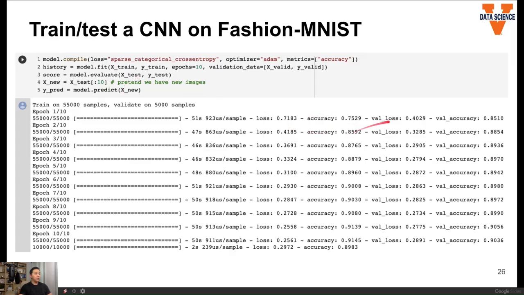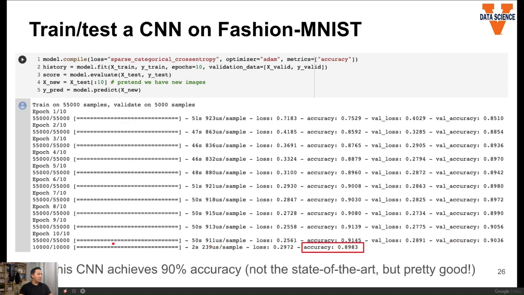So it shows the validation loss, the accuracy on the train set, and what the loss value is right now. And you see the loss value gets reduced over time, while the validation accuracy increases over time. Very nice. It means you've done the training correctly. And then eventually you test it on the test set, and you get an accuracy of 90%. Not state of the art, but pretty good for classifying 10 classes in this Fashion MNIST dataset.